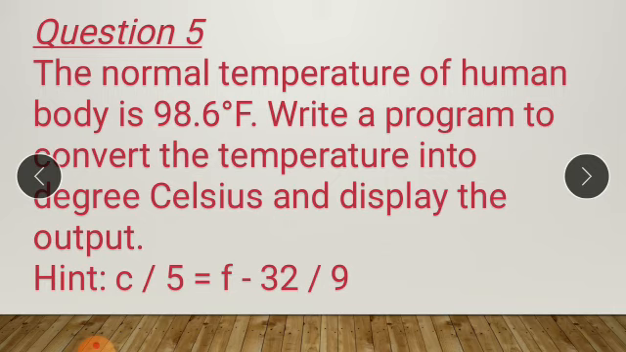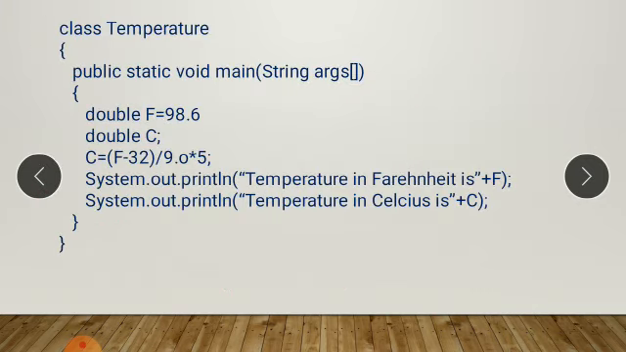Then what is the formula here? It is a formula given here. C by 5 is equal to F minus 32 divided by 9. We want the temperature to be in Celsius. C is equal to F minus 32 divided by 9 into 5. This 5, if it goes there, then it becomes the multiplication operator. Then it becomes multiplied. Let us see the program.